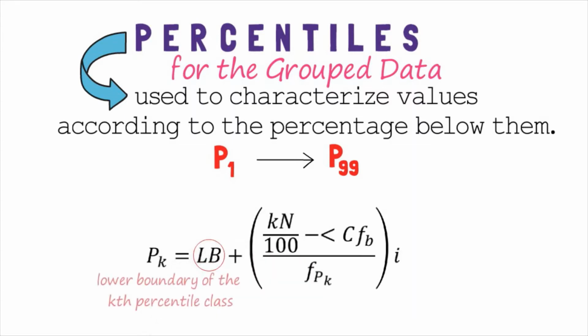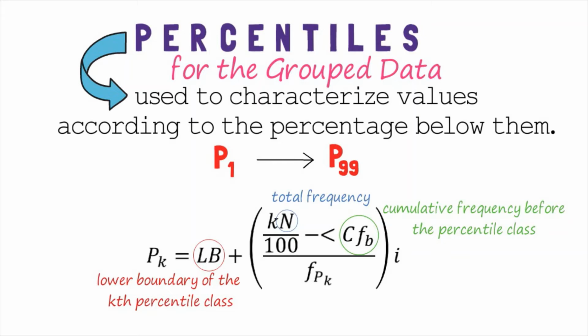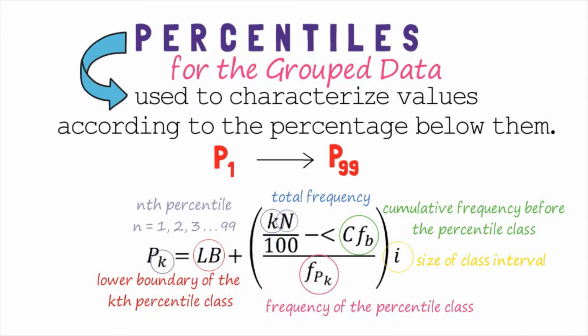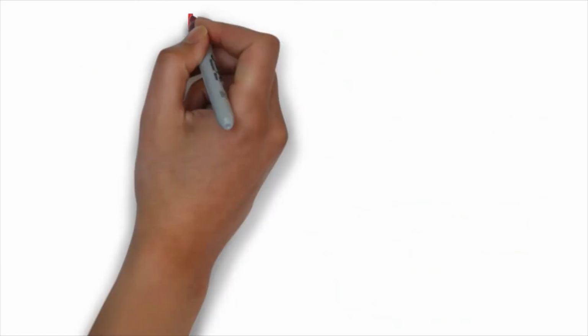LB stands for the lower boundary of the kth percentile class, N is the total frequency, CF sub B is the cumulative frequency before the percentile class, F sub P sub K is the frequency of the percentile class, I is the size of the class interval, and K is the nth percentile where N can be 1, 2, 3, up to 99. Since susundin lang natin ang the same procedure when we are solving for the quartile and deciles for group data, let us now proceed with illustrative examples.